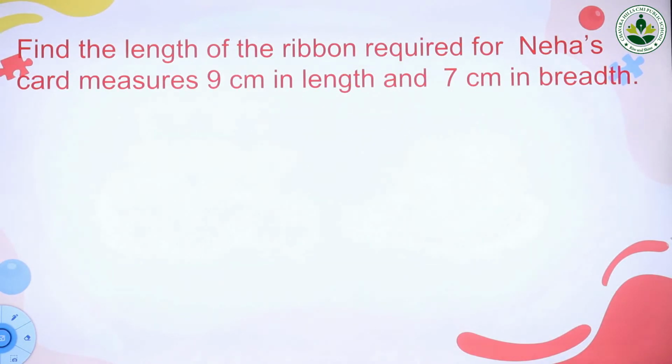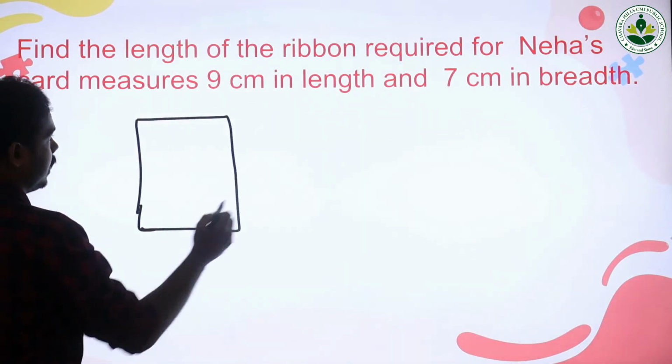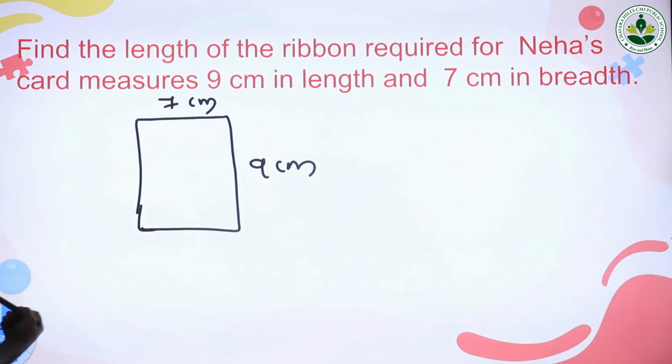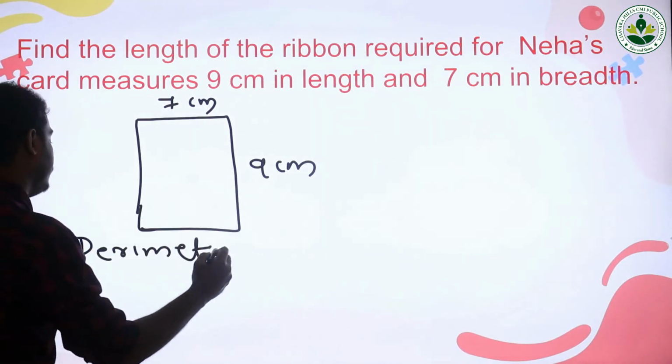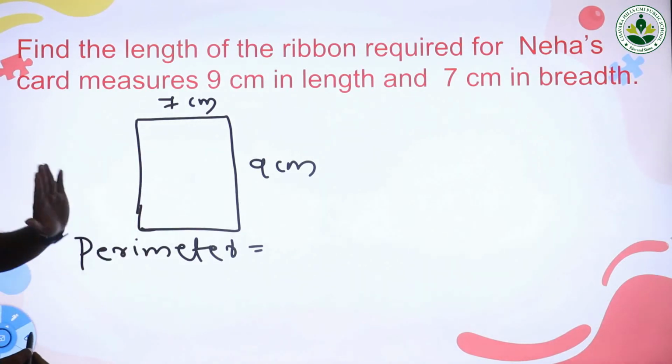Find the length of the ribbon required for Neha's card, which measures 9 cm in length and 7 cm in breadth. Here they gave the length and breadth of Neha's card. We need to find the length of the ribbon required for Neha's card. That means we need to find the perimeter. For finding the total length of the sides of a shape, we need to find the perimeter of that shape. This shape is rectangular, so we need to find the perimeter of the rectangle.